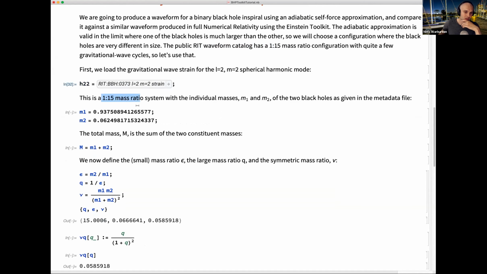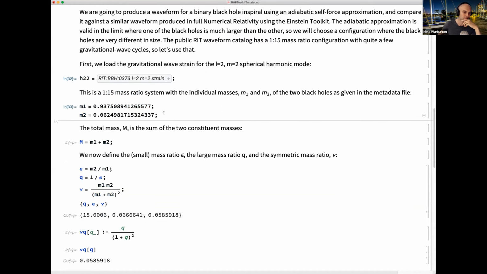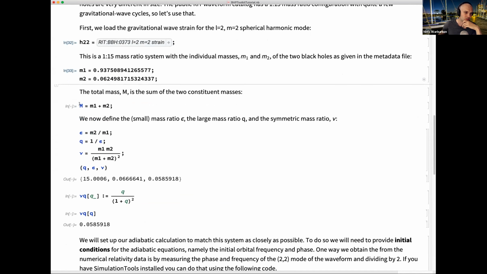That data comes, as all data should, with a metadata file that gives you the two component masses. So mass M1 of the larger black hole and mass M2. So we'll define those. And then we're going to use capital M in this notebook to mean the total mass, the sum of the two constituent masses.